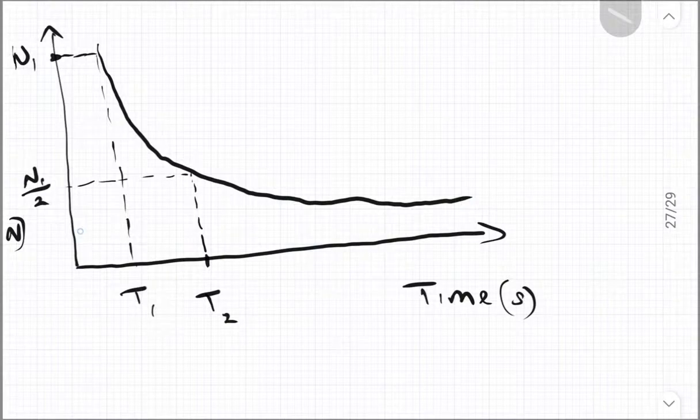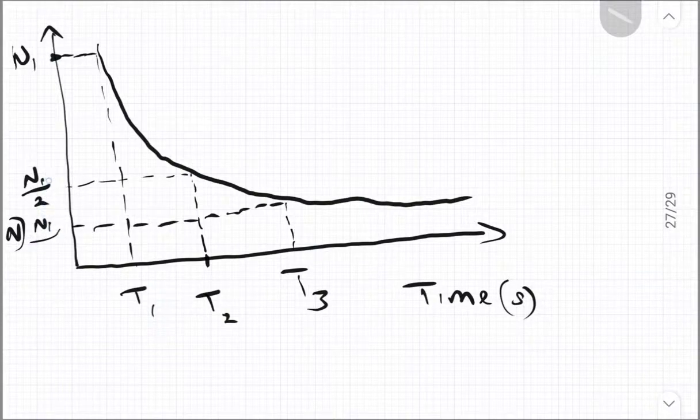And you did this a couple of times. I might not draw this to scale, but just try to get the feel of what I'm trying to depict here. So you waited for some time again, and this number of atoms reduced to half of this one again. So we have half of n1, n1 over 2. That would be n1 over 4, right?